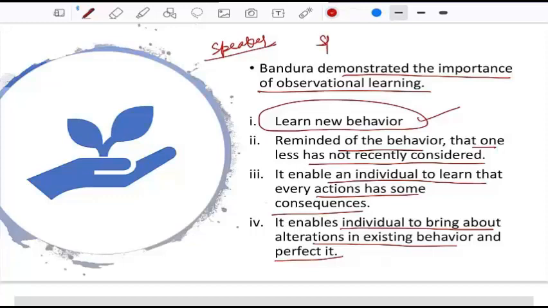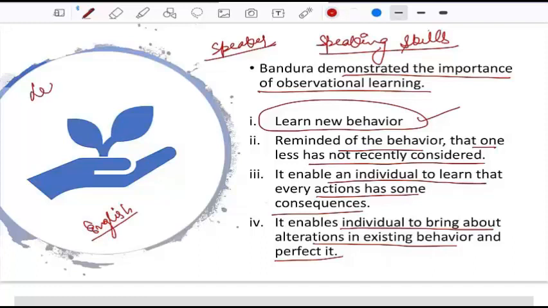Now you are learning this speaking skill, and you are almost perfect. Let's suppose you are weak in English only. Your pronunciation is not good. So what you are doing, you are learning this behavior only. You are not going to copy everything about someone. You are only learning a few things and you are making yourself perfect.